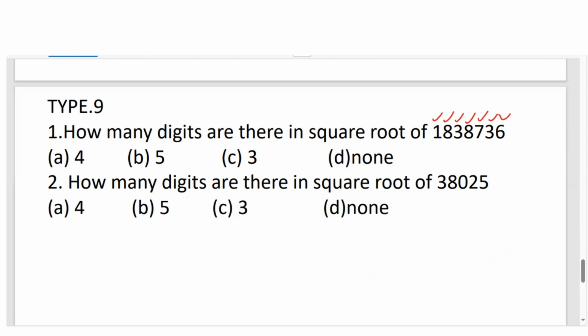So the number of digits is what? Odd. When an odd number of digits is given, then you apply (n plus 1) by 2. That means (7 plus 1) by 2. That is what? 8 by 2, 4. So your answer is what? 4 digits. So the technique is what?